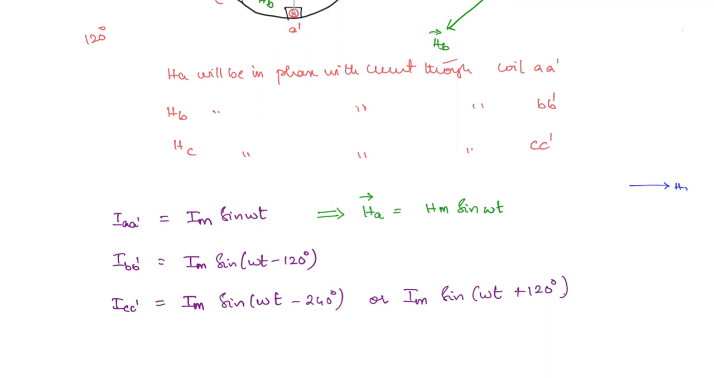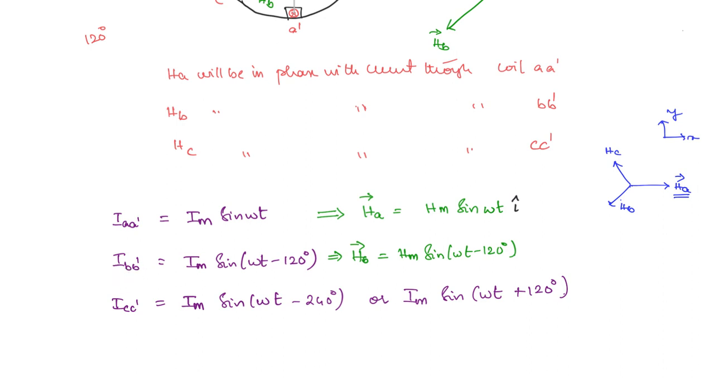We saw that this is HA, this is HB, and this is HC. Okay. So now if you take the Cartesian plane, this is X and Y. So how can we represent this HA bar vector? We can represent it with its magnitude, which is HM sine omega t at any point of time. This is the magnitude, and the direction you can write as I cap, right? Now what about HB bar? HB bar will have the same magnitude HM as HA, but the phase will be 120 degrees lagging. Okay, same phase as the current through coil B.